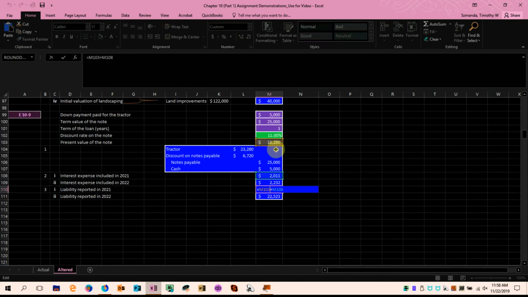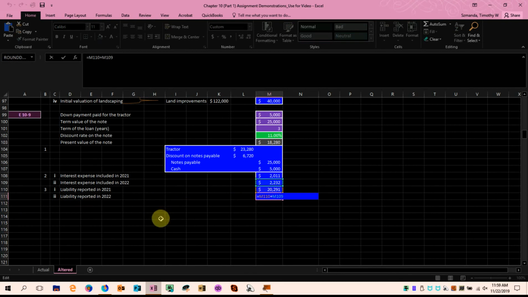With the liability on the balance sheet, we know we have the 18,280. To that, we're going to add the interest expensed in 2021. So essentially we're going to add 18,280 plus 2,011. That will be our liabilities going up, right? Because we want to eventually get up to 25,000 at the end of the term of 3 years.